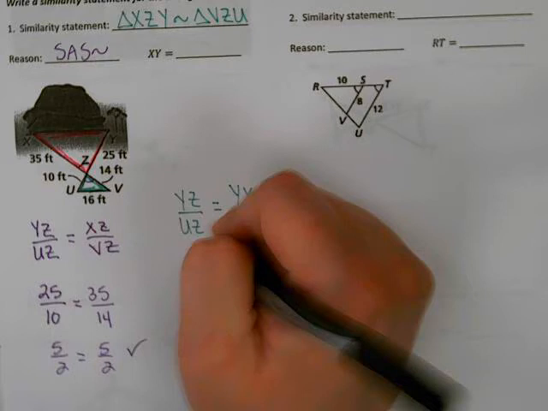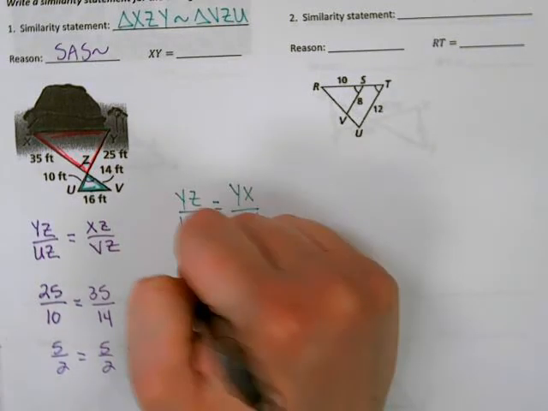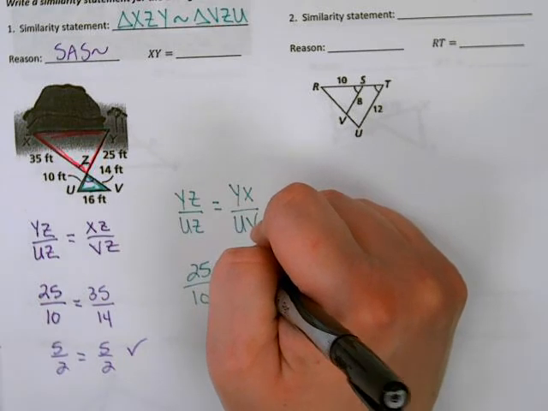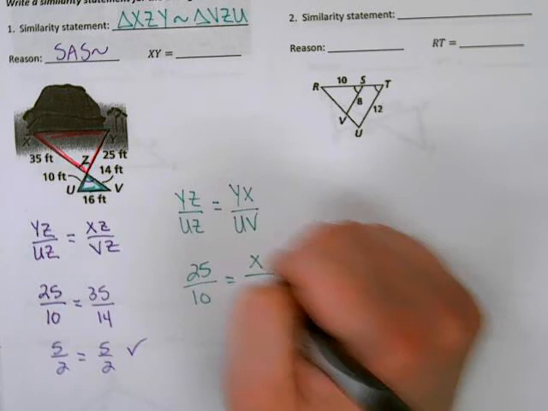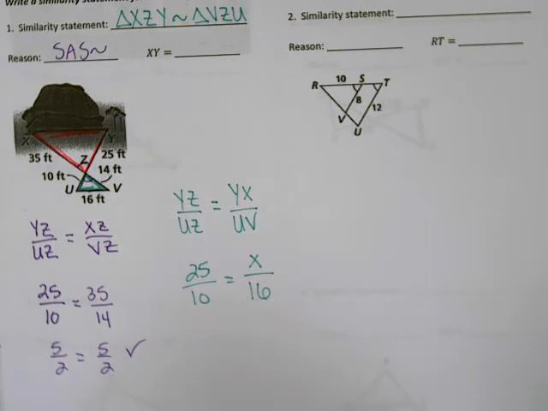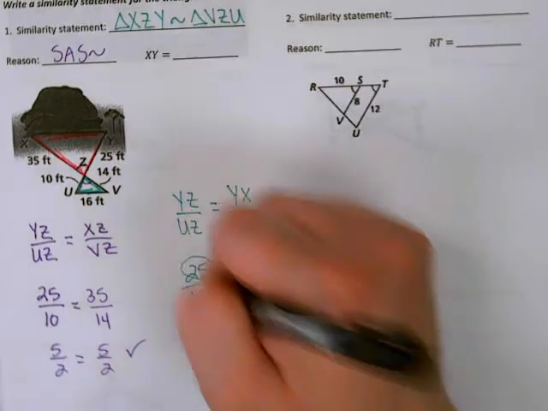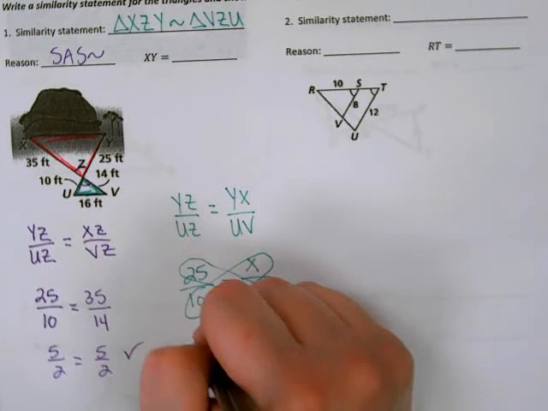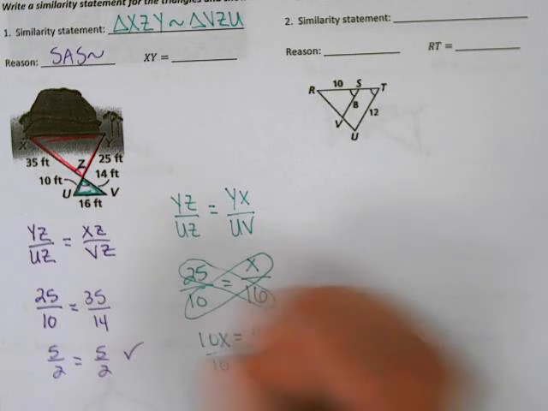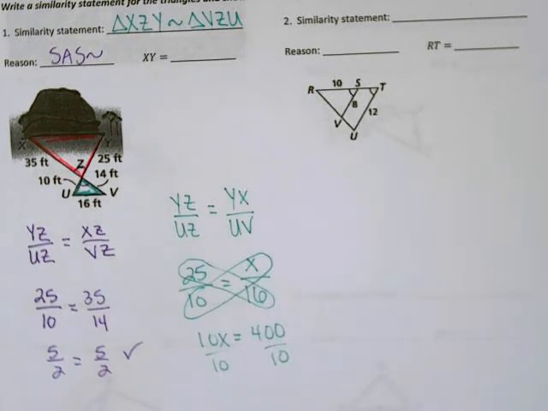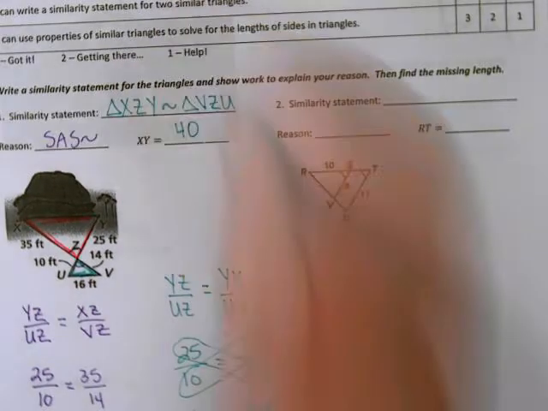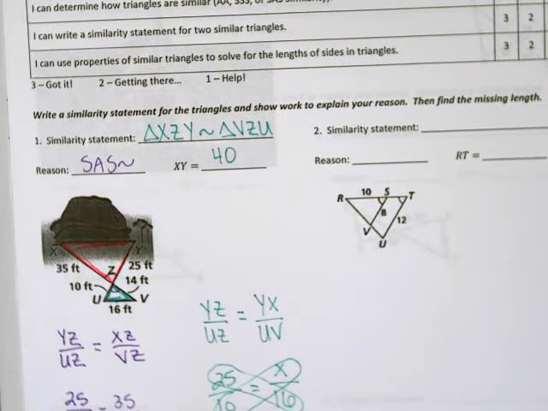And let's plug in what we know. 25 over 10. XY is what we're looking for, right? So you can either put XY or you could just put an X because that's what we're solving for, right? And then UV is 16. And we're just going to cross multiply, same as we've been doing to solve all of our other proportions. And we get 10x is equal to 400. Divide over that 10, obviously. And we'll get down to x equals 40. Which means this length up here, XY, we can go up there and set it as 40.